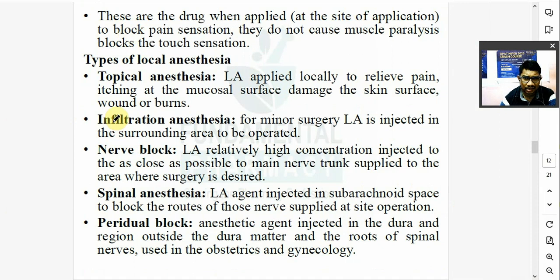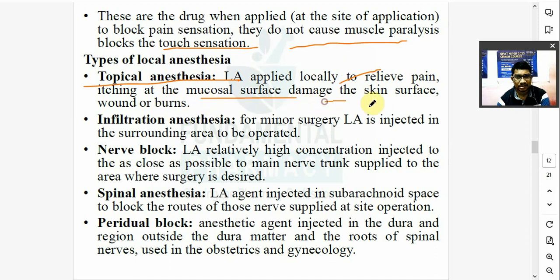These are the drugs which when applied at the site of infection block the pain sensation. They do not cause muscle paralysis. They block the touch sensation, temperature sensation. So types of local anesthesia: topical anesthesia is when you apply to a particular area to relieve pain, itching at a mucosal surface and damaged skin surface and wounds and burns.